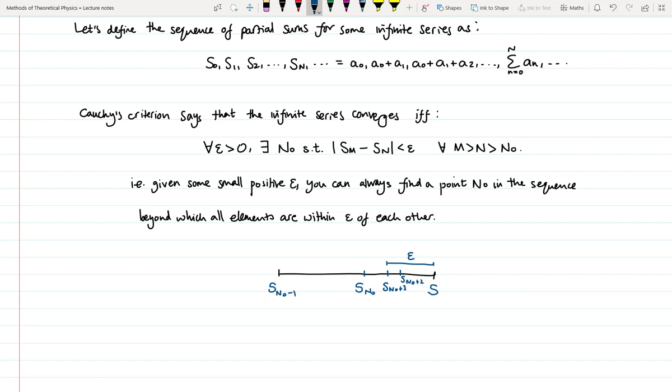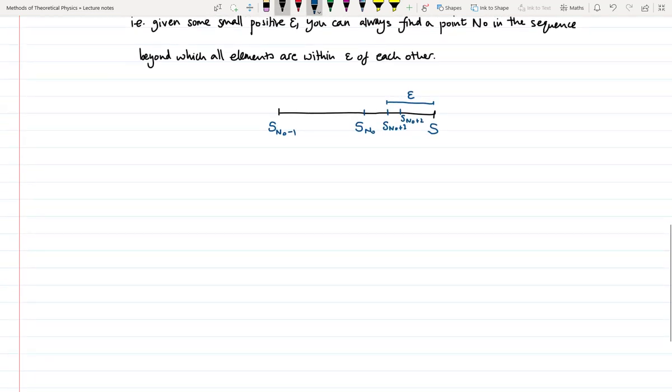So to quickly reiterate, what this means is, if you give me some small positive epsilon, no matter how small epsilon is, I can always find partial sums that are at least that close, which have indices greater than some given value n0. We'll look at a more practical test for convergence in a moment, but first of all we're going to briefly discuss absolute and conditional convergence.